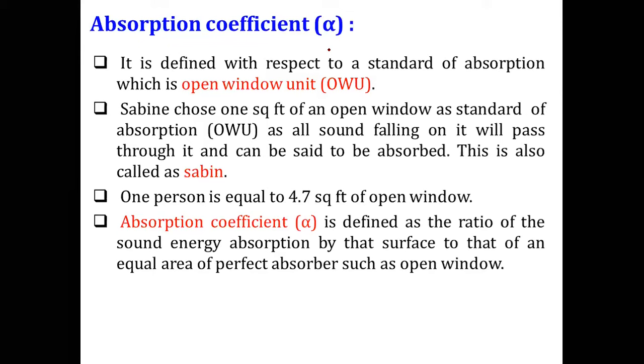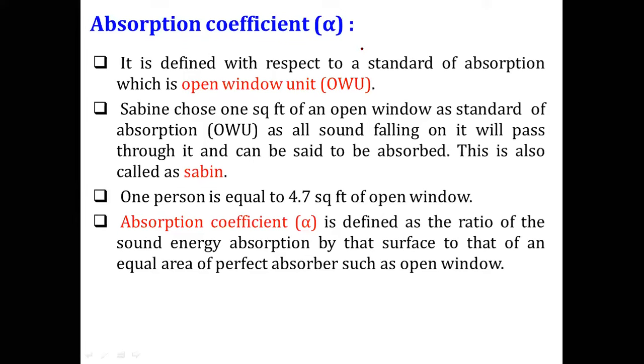Similar to that, when we say that every object will have an absorption capacity, so we can associate an absorption coefficient with that, but we need some kind of reference to do that. If I say that this object has an absorption coefficient of 0.3, right? But with respect to what does it have an absorption coefficient of 0.3? We need to define that reference, and that reference was defined by Sabine, because Sabine was the professor who actually introduced the science of architectural acoustics, and we'll see why that is so.